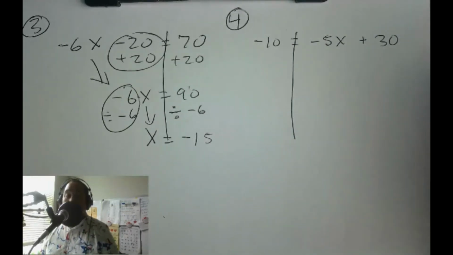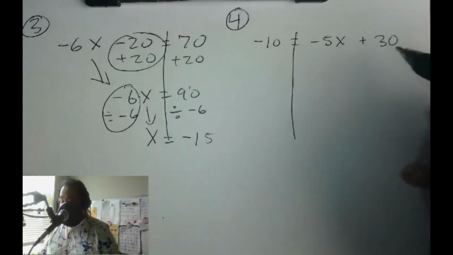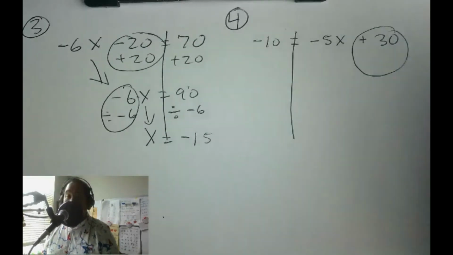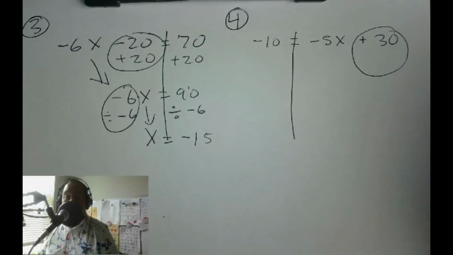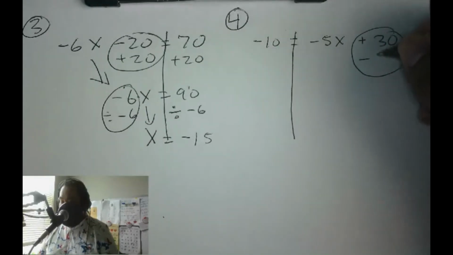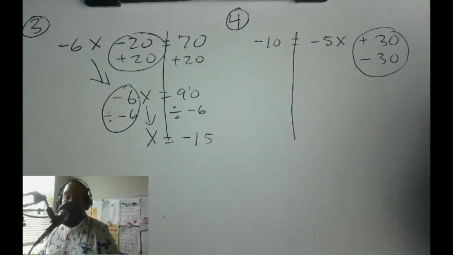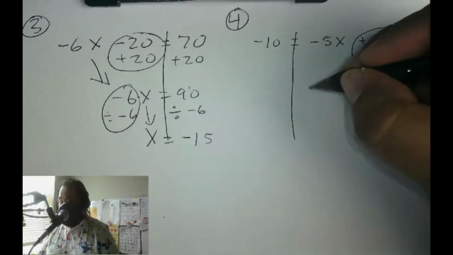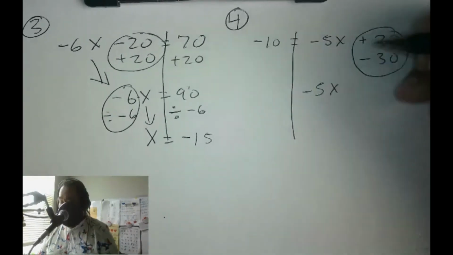My next step now is to get rid of the constant. So this is saying plus 30. Right here is my constant. So the opposite of a plus 30 is going to be minus 30. So I'm subtracting 30, and a positive 30 minus 30 is going to equal 0. So those are going to go away, and I'm left with just negative 5x.